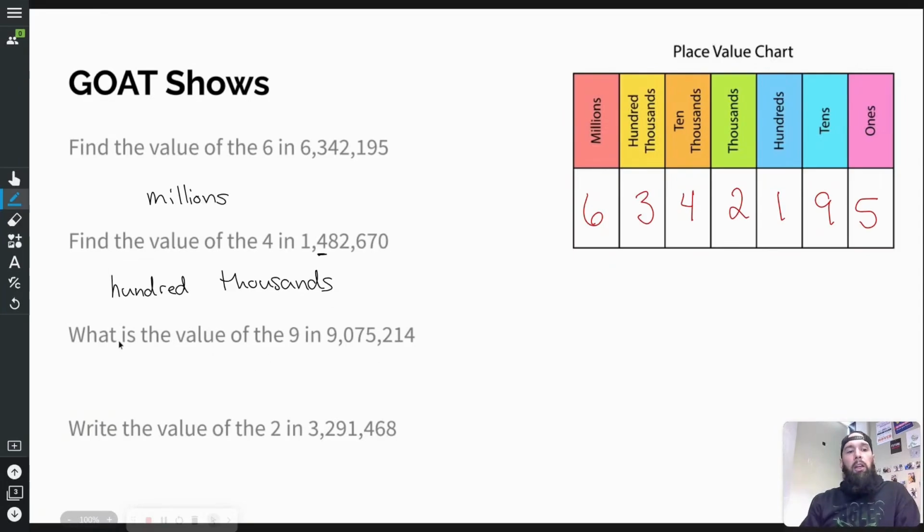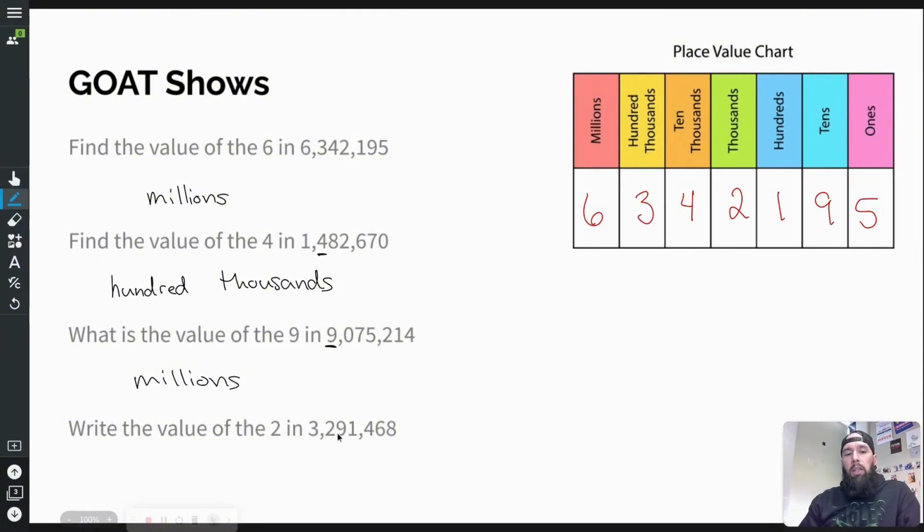So let's do that here. What is the value of the 9 in 9,075,214? So 1s, 10s, 100s, thousands, 10,000s, 100,000s, and the 9 is once again in the millions. That's how much I make a day. No, almost.